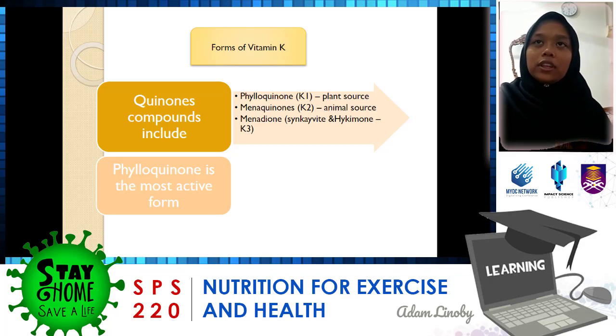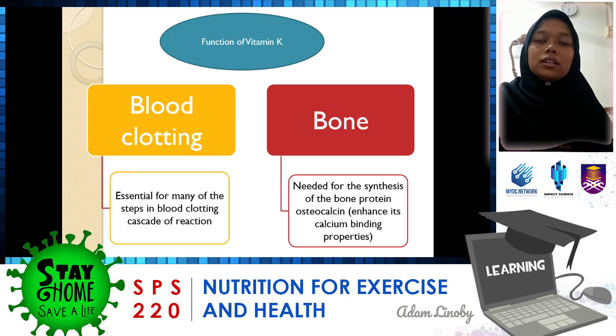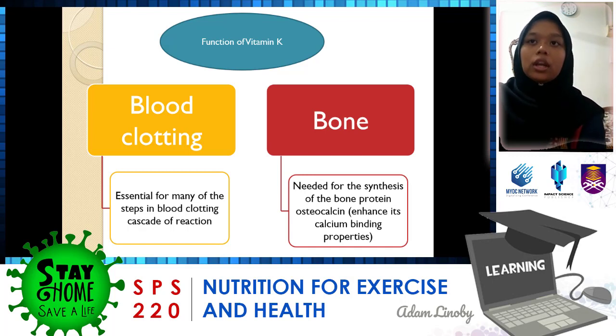Okay, the function of vitamin K is divided into 2. First is blood clotting and second is bone. For blood clotting, vitamin K is essential for many of the steps in the blood clotting cascade of reactions. For the bone, vitamin K is needed for the synthesis of the bone protein osteocalcin and its calcium binding properties.